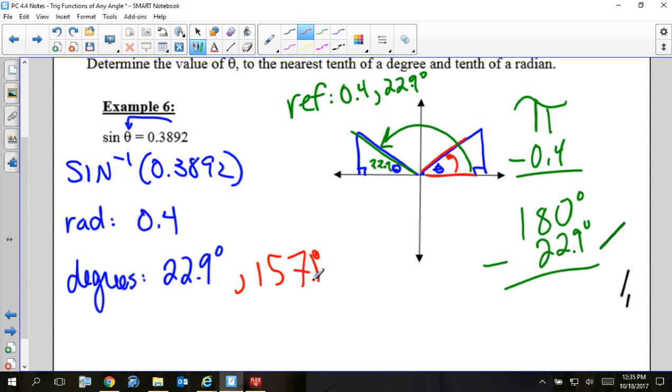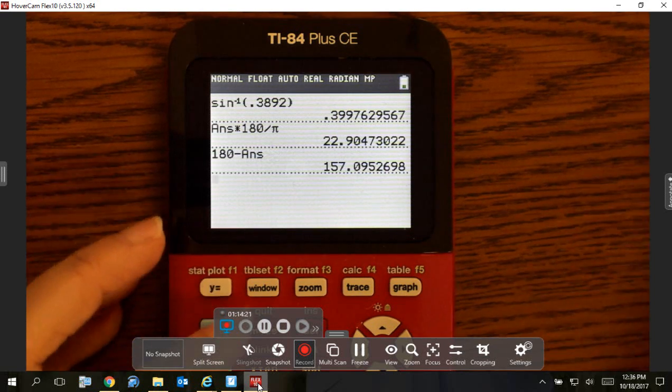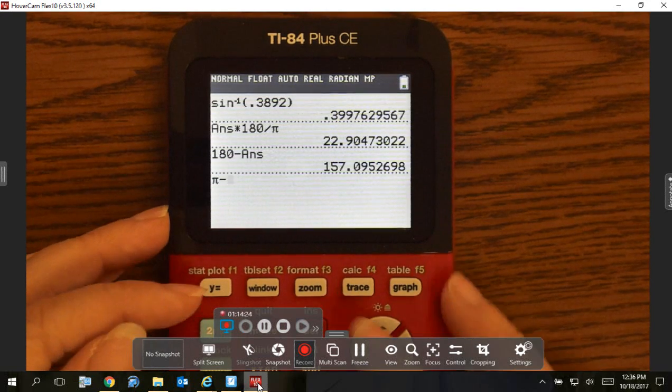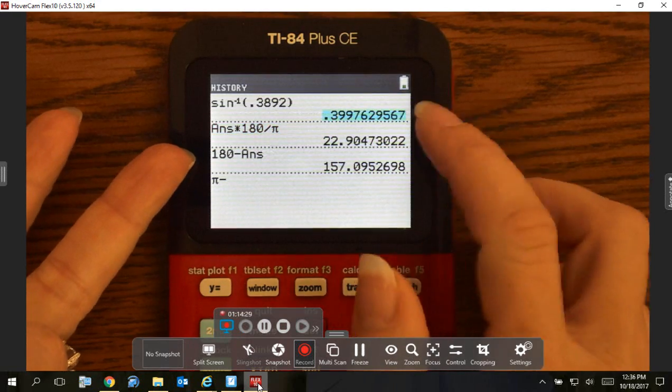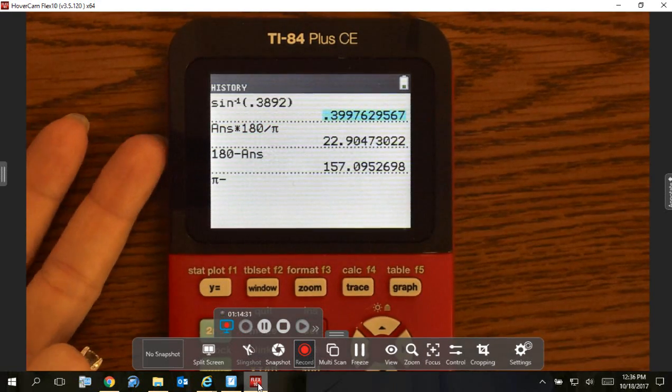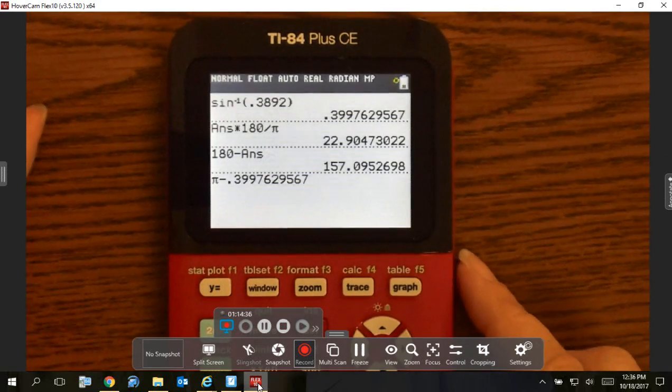Okay, the other one I have to do is pi minus 0.4. But I don't want to use 0.4. So I got two different ways you could do this. Where is my 0.4? That 0.399? If you want, you could do pi minus, and then if you have the newer calculators where you can go up, if you highlight that last answer, that 0.39999, and you hit enter, it'll push it down to there. So then you don't have to retype anything.